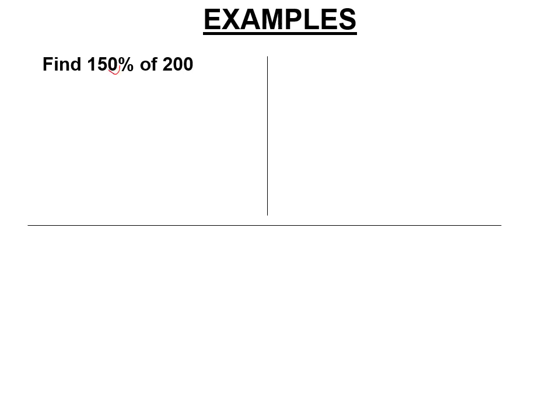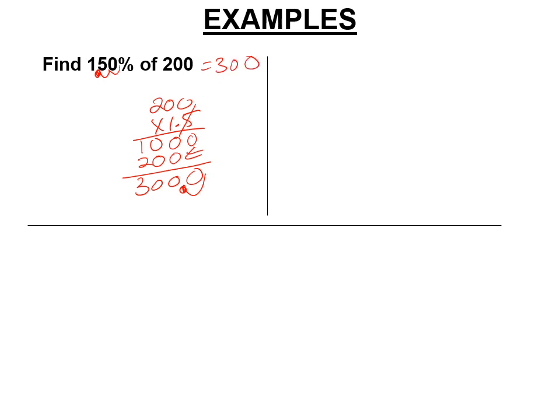150% of 200. So we move the decimal twice, and it's 200 times 1.5. So 5 times 0, 5 times 0, 5 times 2 is 10. Step over, 1 times 0, 1 times 0, 1 times 2. We get all of that. Move the decimal once. And that makes sense. 300, right? 100% of 200 is 200. And then an extra 50%, an extra half of it, would be an extra 100. So for a total of 300.